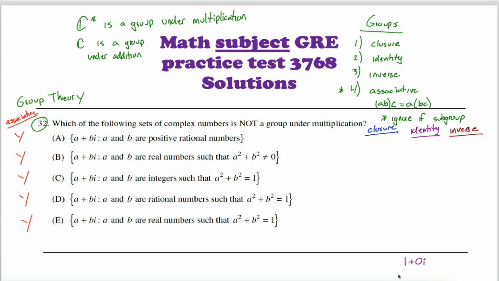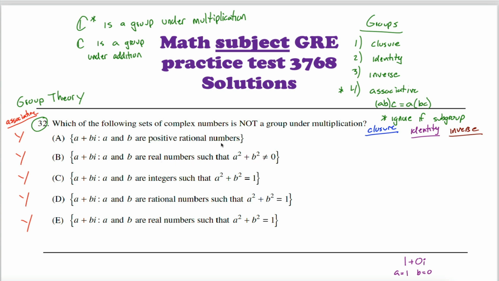For this element, A is equal to 1, B is equal to 0. And sure enough, 1 and 0 are both real numbers, and 1 squared plus 0 squared equals 1. 1 and 0 are both rational numbers, and again, 1 squared plus 0 squared equals 1. 1 and 0 are both integers, and again, 1 squared plus 0 squared equals 1. 1 and 0 are both real numbers, and 1 squared plus 0 squared is certainly not equal to 0.